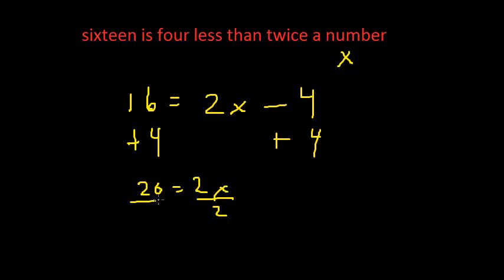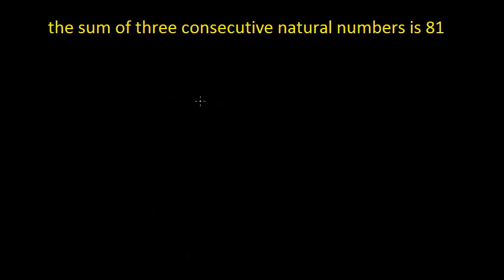Divide by 2 to get my x by itself, and I have 10 equals x. So 16 is 4 less than twice 10. Next, let's solve this. The sum of 3 consecutive natural numbers is 81.